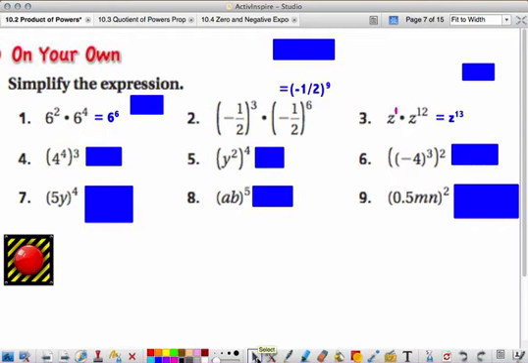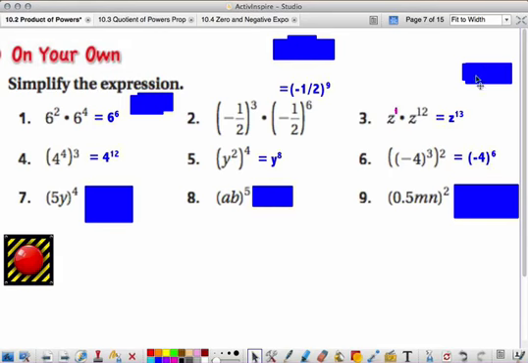4, 5, and 6 are all a power of a power, and with the power of a power, you multiply exponents. You should have multiplied 3 times 4 and got 12. On number 5, you should have multiplied 4 times 2, and you got y to the 8th power. And on 6, you should have left your -4 in parentheses and multiplied 3 times 2 and got 6.